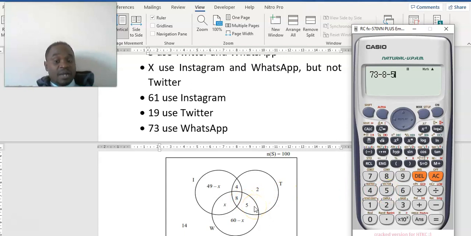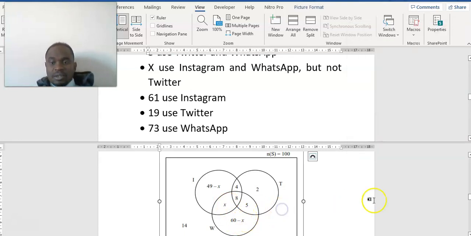These are the values. We cannot include the x. So you leave it. So you say 73 minus 8 minus 5, which is going to give us 60. Then it's going to be minus x. You bring the x. Okay, so we have filled this.